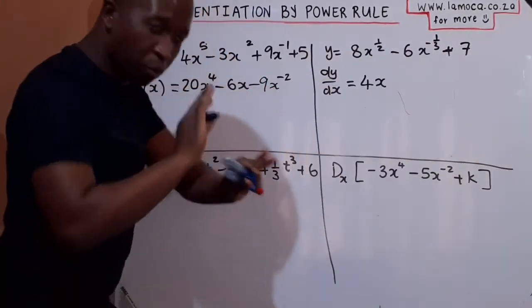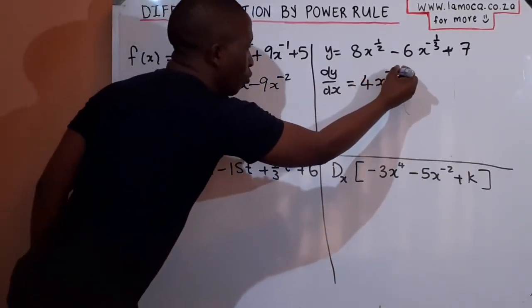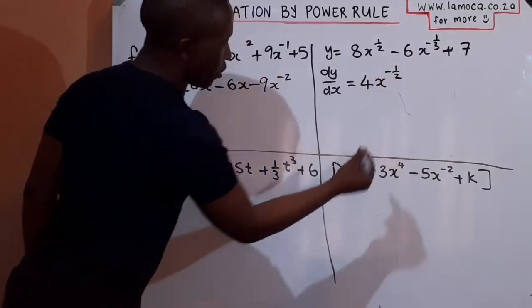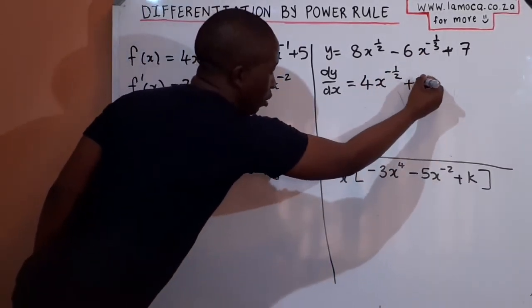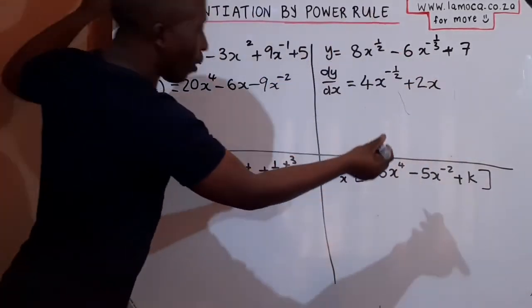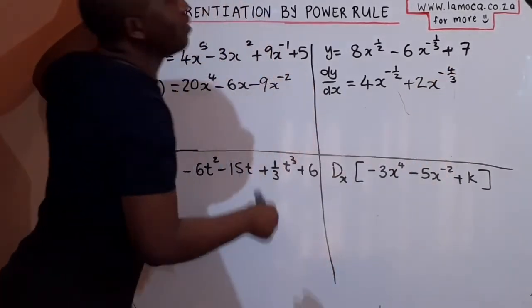We don't care what the exponent is. You always minus 1. So half minus 1 gives you minus 1 over 2. Now, negative 1 over 3 times negative 6 will give you a positive 2. That's going to be positive 2. X to the power of minus 1 over 3 minus 1 will simply give you minus 4 over 3. And that will be the new exponent.